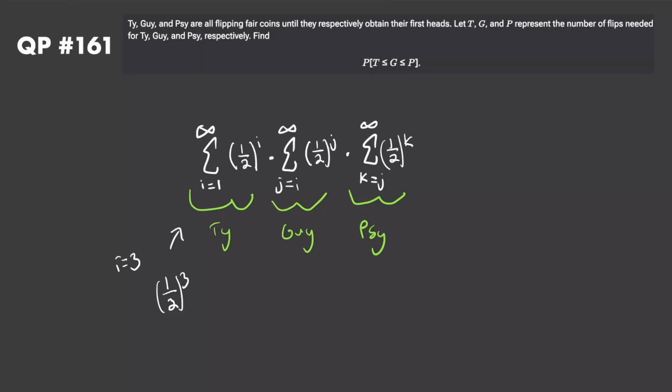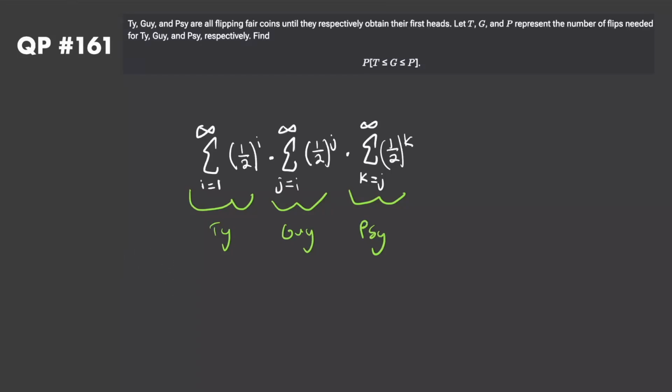And then Cy's number of flips, which is represented by K, again, once we fixed Guy and Ty's flips, it's going to have to be at least that of Guy. So that's why we start K at J one more time, and then we're iterating over all the possible values up to infinity, right? So that's why that formula is what it is.